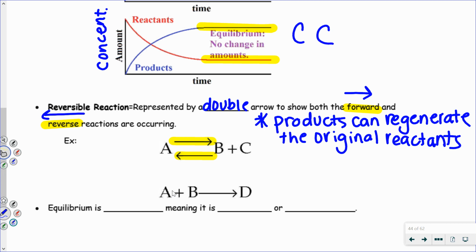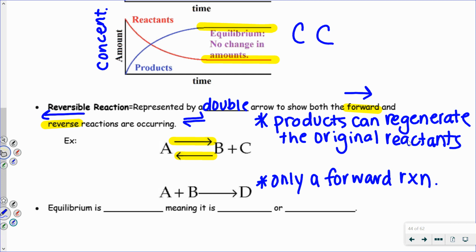What this means is that reactants A and B form product D, but there's no reverse. D cannot form A and B. So this is only a forward reaction. We're going to be seeing a lot of double-sided arrows like this. Sometimes I'm going to write the arrow like that. I don't write the full arrows, I kind of write half arrows, but they mean the same thing.